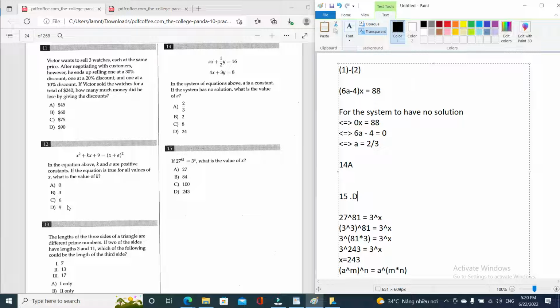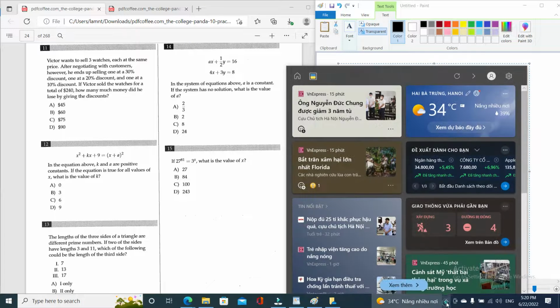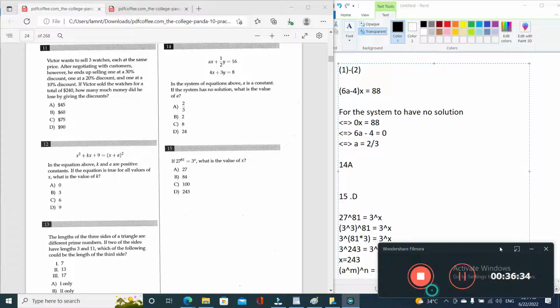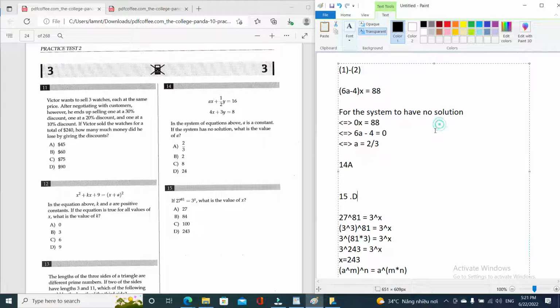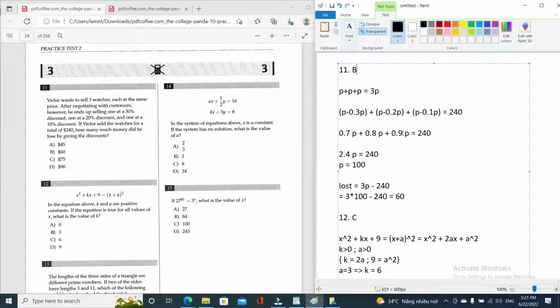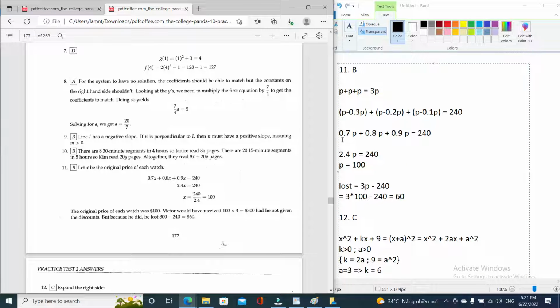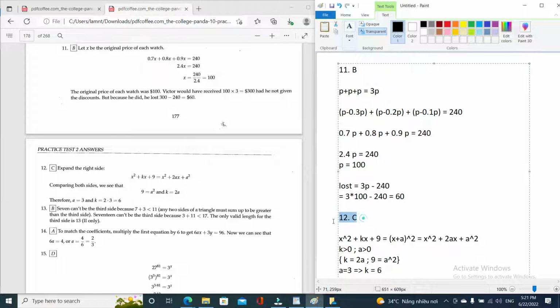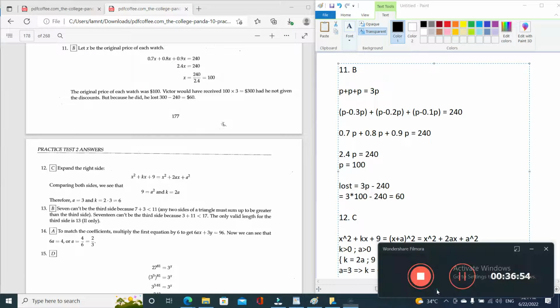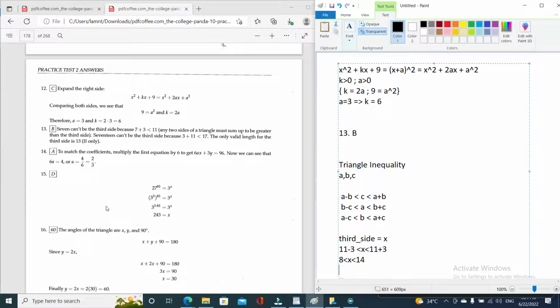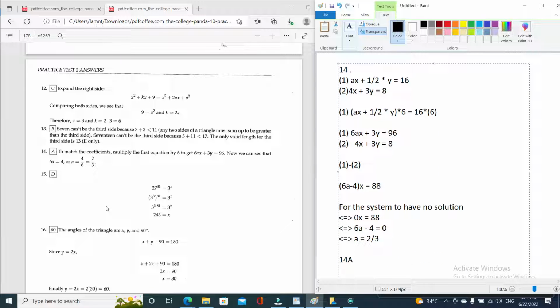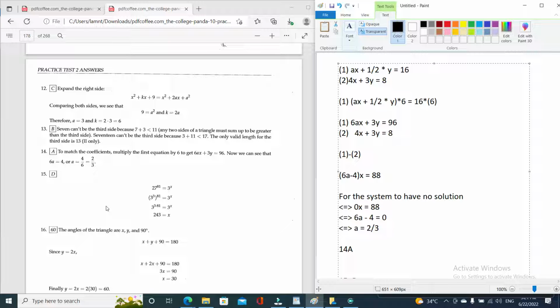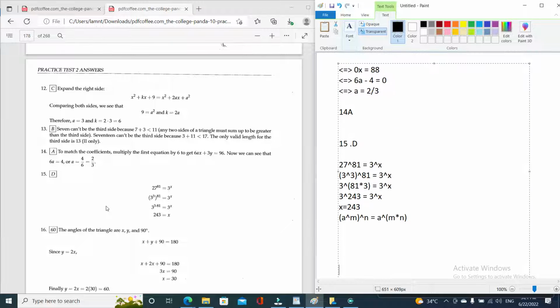Okay, let's check from 11 to 15, then we can move on. 11 is B. Okay, correct. 12 is C. Also correct. 13 is B. Alright, triangle inequality. 14 is A, 2/3, and 15 is D. So x equal to 243. So that's correct. Let's move on to number 16.